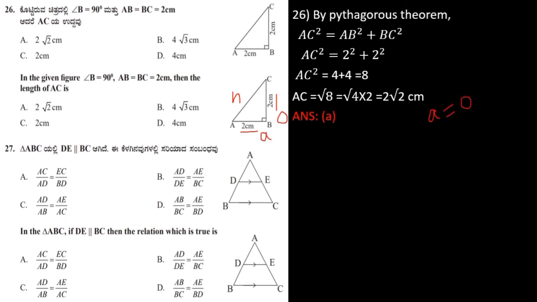Next we have 27th one. In the triangle ABC, if DE is parallel to BC, then the relation which is true is? Here they are asking which relation is true, and they said DE is parallel to BC. Here we need to use the corollary of BPT. So what is the corollary of BPT? That is AD by AB is equals to AE by AC. So here we have that option. Yes, we have that option, that is option C, AD by AB is equals to AE by AC. Therefore, option C is the correct one.